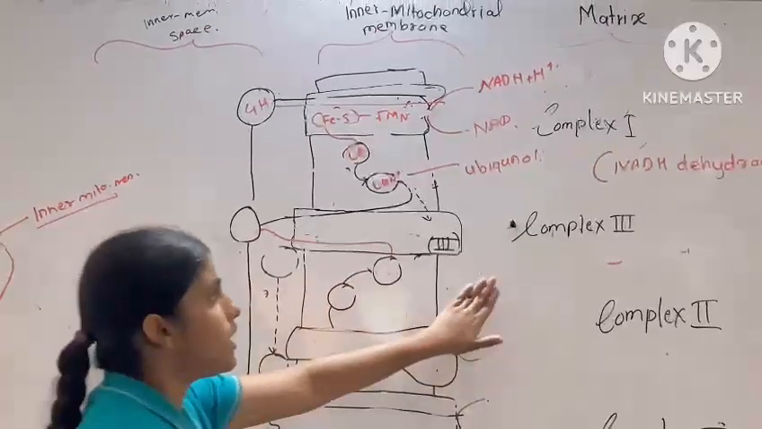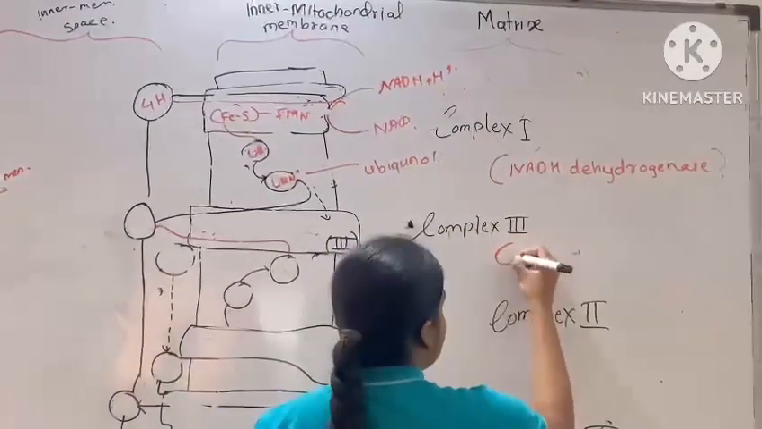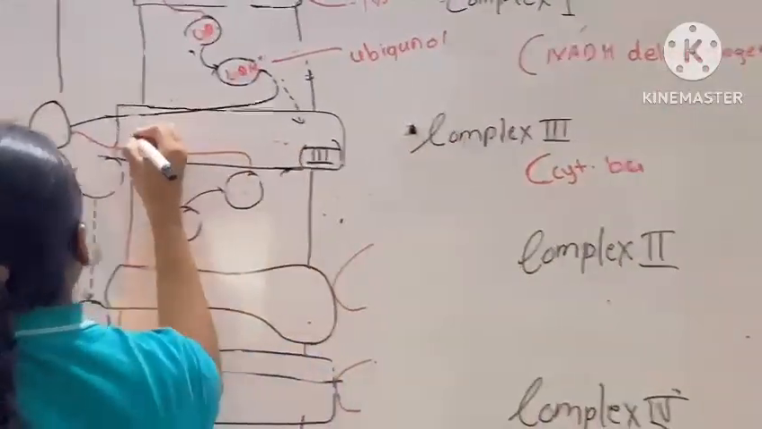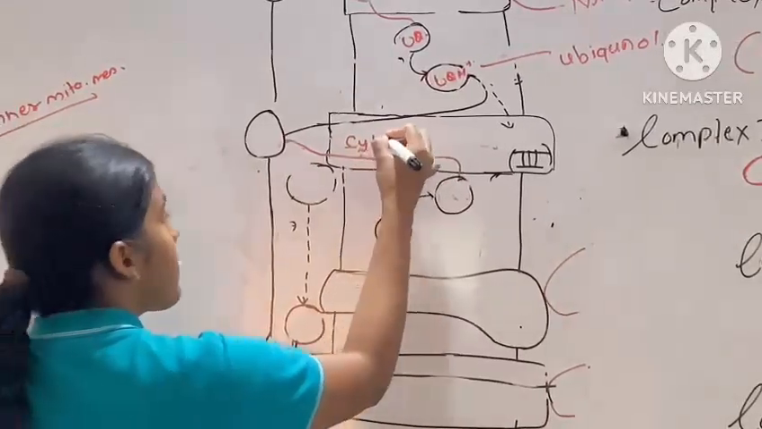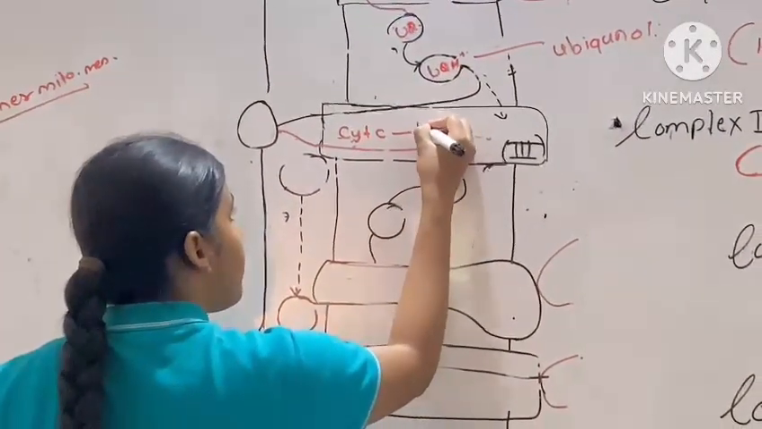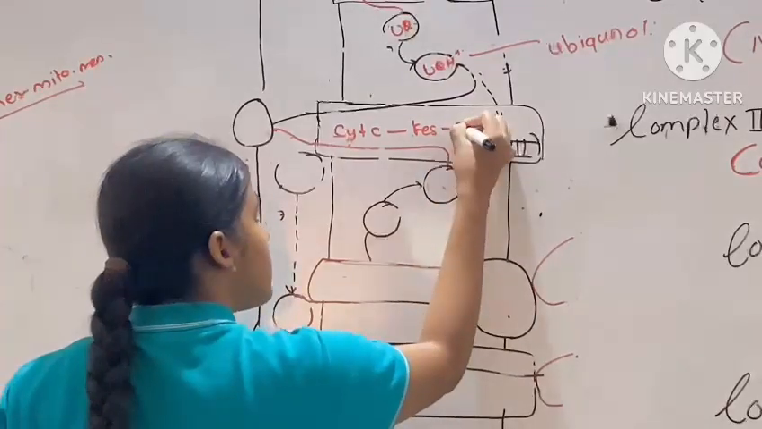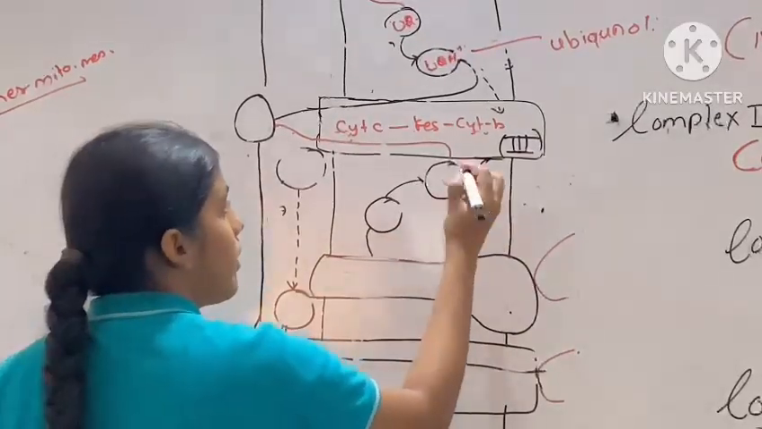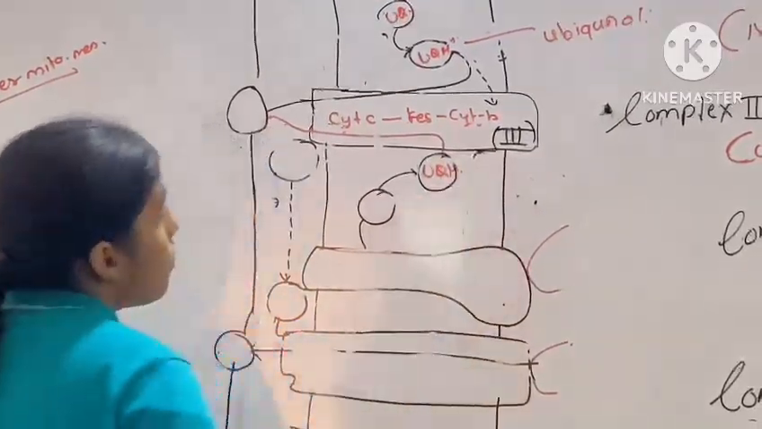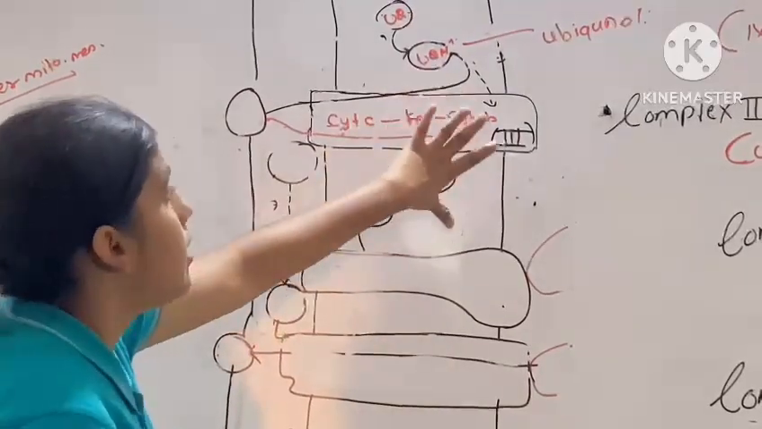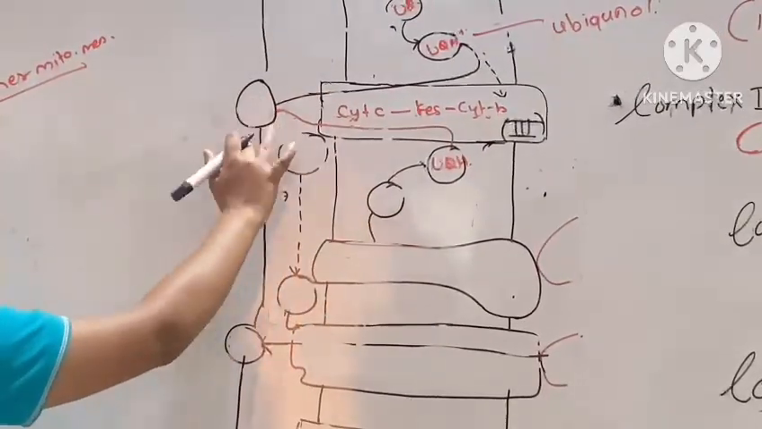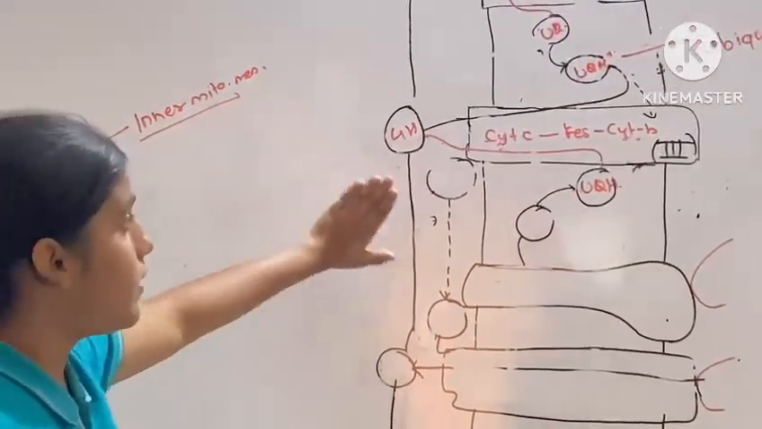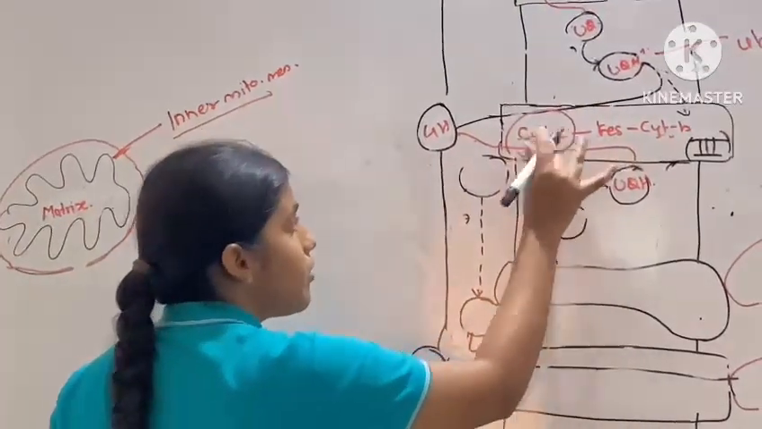After that, what happens? There is complex number 3, which is known as cytochrome BC1. Here chemicals like cytochrome C, FES and cytochrome B are formed. And next we have here ubiquinone. Now this ubiquinone gets transferred here and we get 4 more hydrogen atoms in the inner membranous space. After that, we will come to cytochrome C.